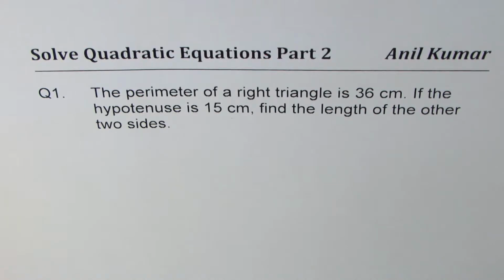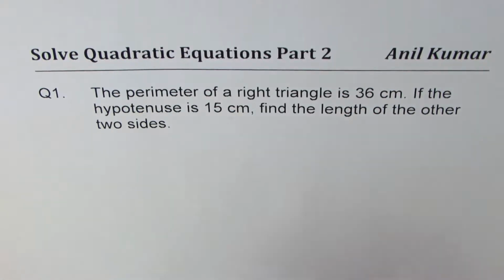We'll discuss steps to solve quadratic equations and then try to solve. Question number 1. The perimeter of a right triangle is 36 centimeters. If the hypotenuse is 15 centimeters, find the length of the other two sides.